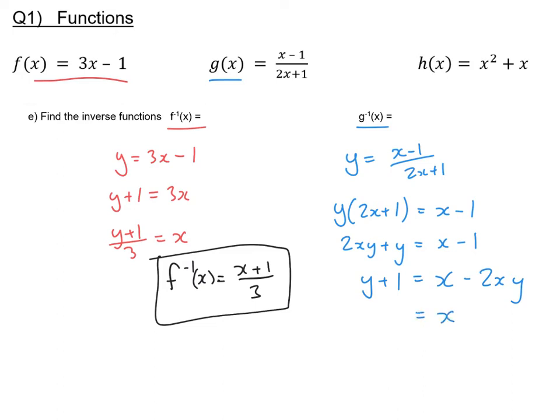We take a factor of x out and divide through by the bracket. And now we replace x with g to the minus 1 of x and y with x.